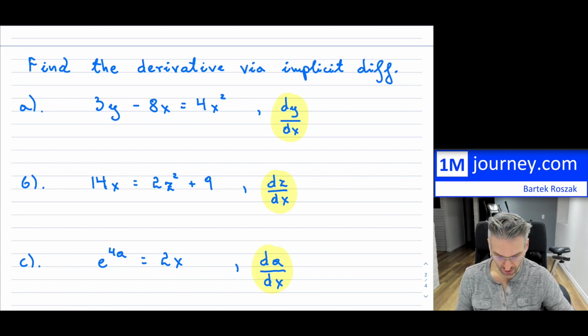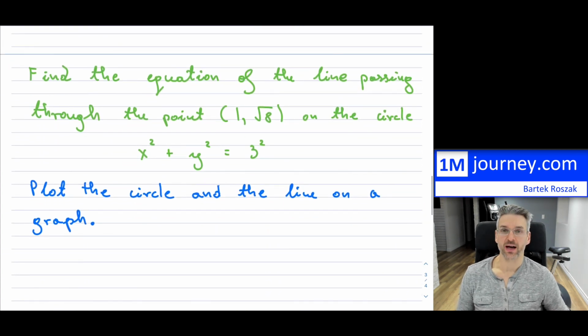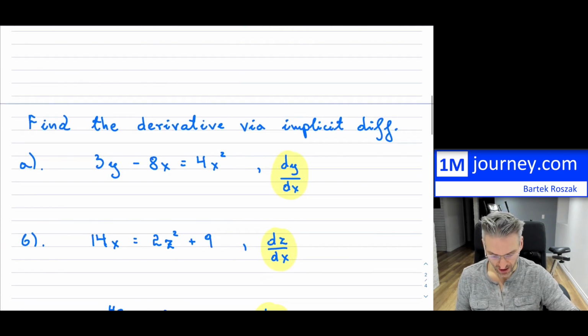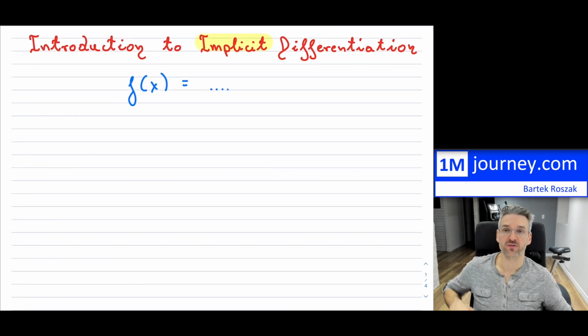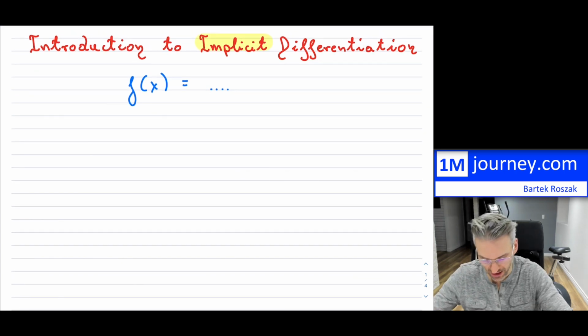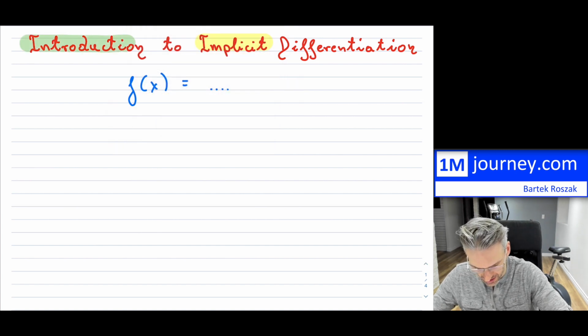I'll also give you an application. This particular application will be finding a particular equation, and notice that we have a circle here. So we will be using implicit differentiation to actually do this. I'll show you how that works, and we'll try to plot it as well. That's the goal, and the types of examples we want to get ourselves into. Hopefully that will indeed introduce you to this topic of implicit differentiation.